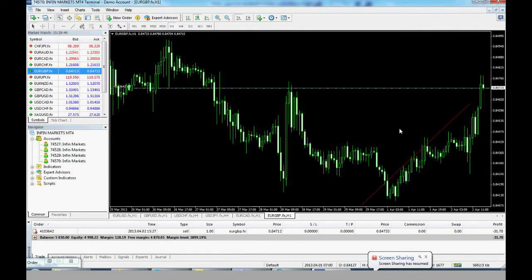So as you can see at the bottom of our screen, we're just waiting to cover the spread now. Okay. There we go. So the euro's starting to fall now.